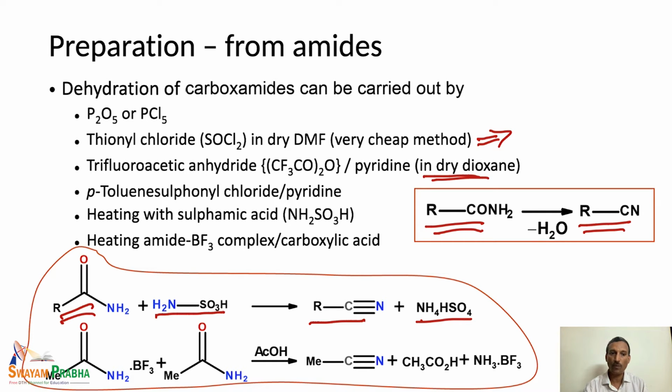Similarly, an amide when treated with BF3 gives the amide BF3 complex, and this amide BF3 complex reacts with an additional molecule of the carboxamide in the presence of a carboxylic acid to produce the nitrile as the major product. We also get hydrolysis of the amide to the carboxylic acid, and the ammonia BF3 complex is also formed.